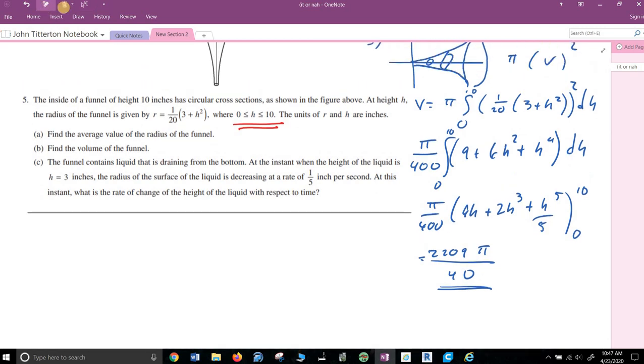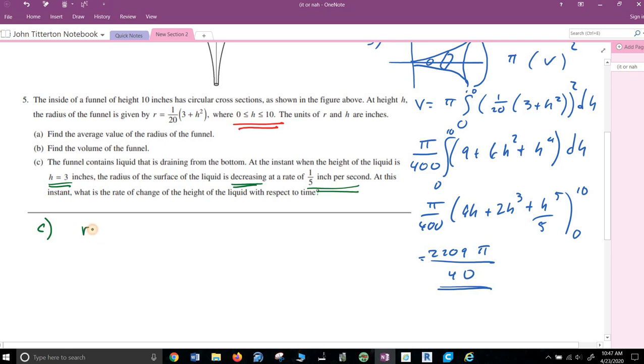All right, part C. This is the classic, and I don't know why, but I enjoy these problems. They say the funnel contains liquid, it's draining from the bottom. At the instant when the height of the thing is 3, keep that in mind. Radius of the circle is decreasing, keep that in mind, at a rate of 1/5 inches per second. At this instant, what is the rate of change?